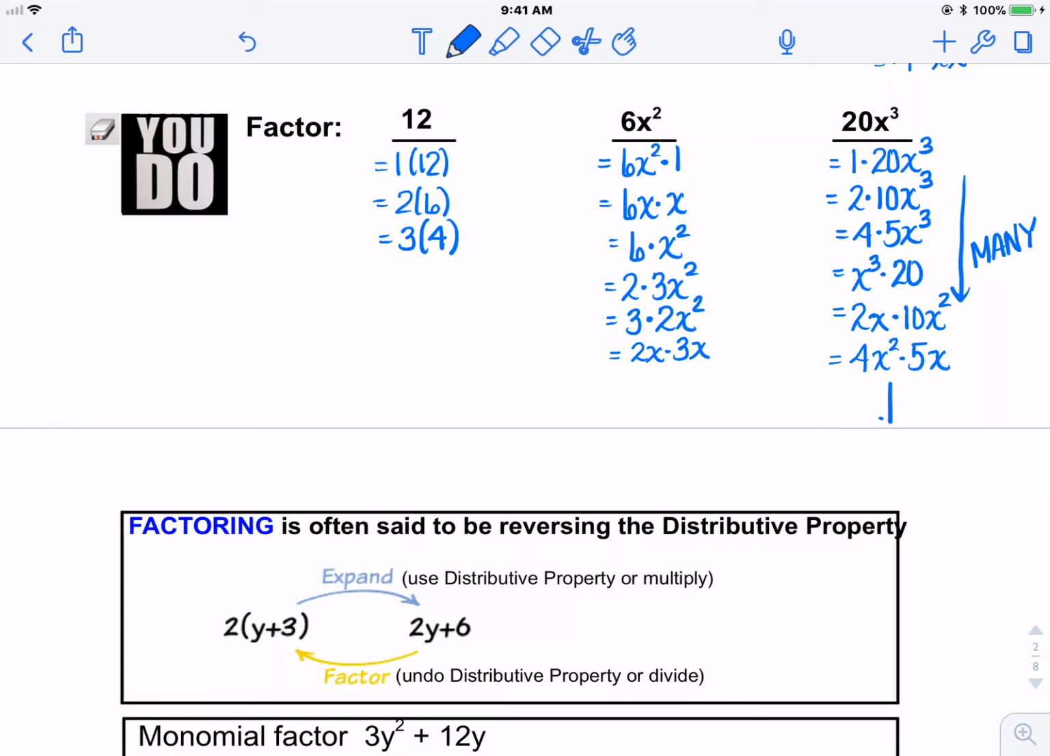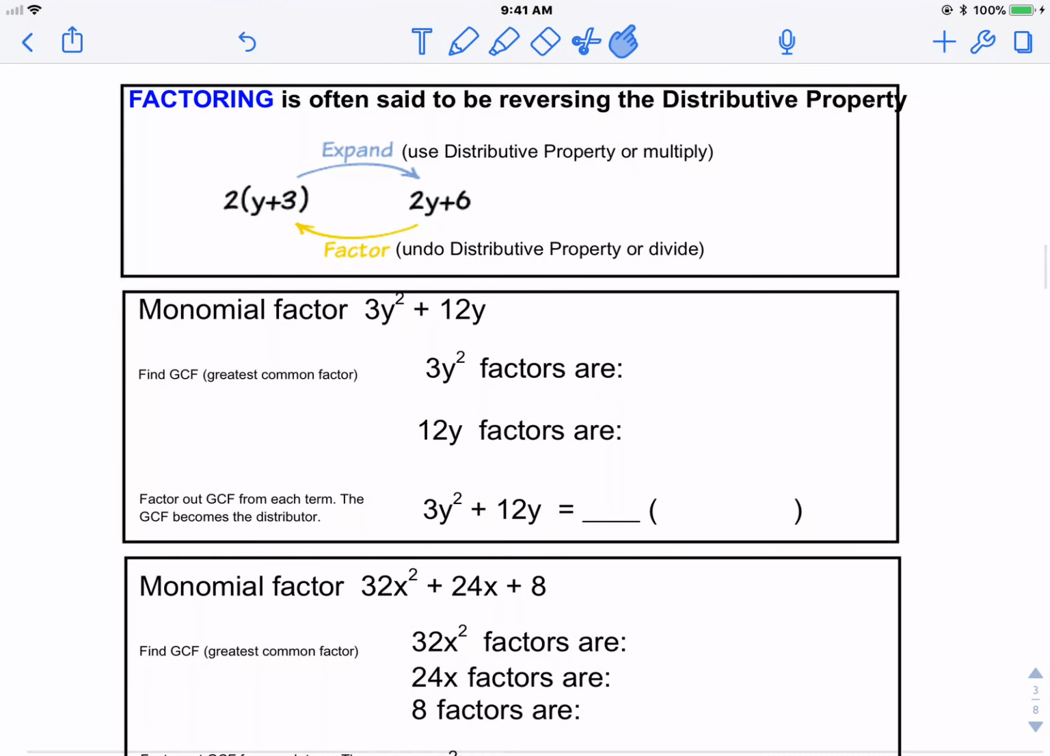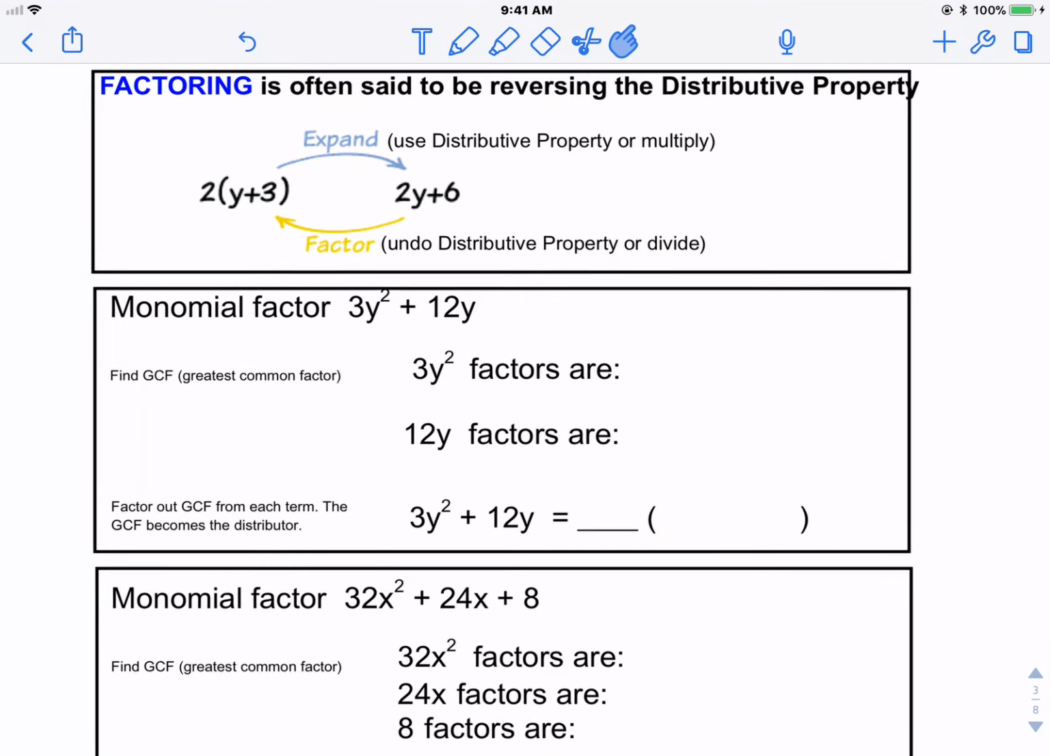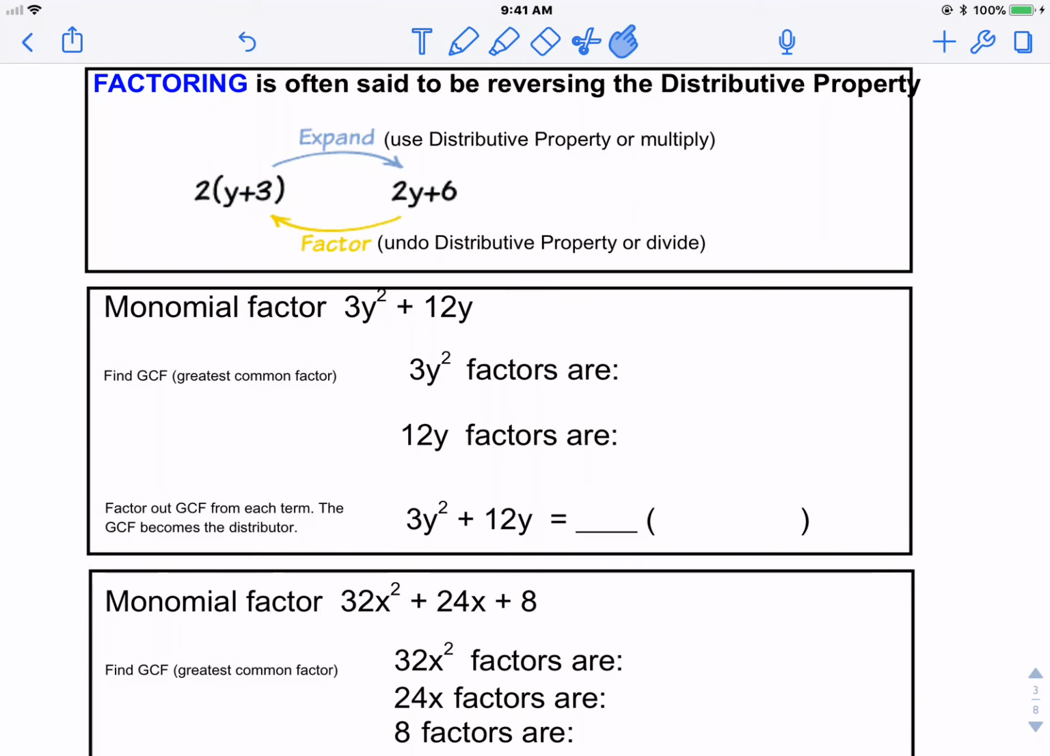So I'm just going to put the arrow down, meaning there are many more, and you might have come up with some of those. And the reason we practice that is that's going to build our skill for what we need. So when you go to the next page, it's going to give you a sentence. Factoring is often said to be reversing the distributive property. And many of you are really accomplished at distributive properties, so we want to go the opposite direction, and this will be a new skill.